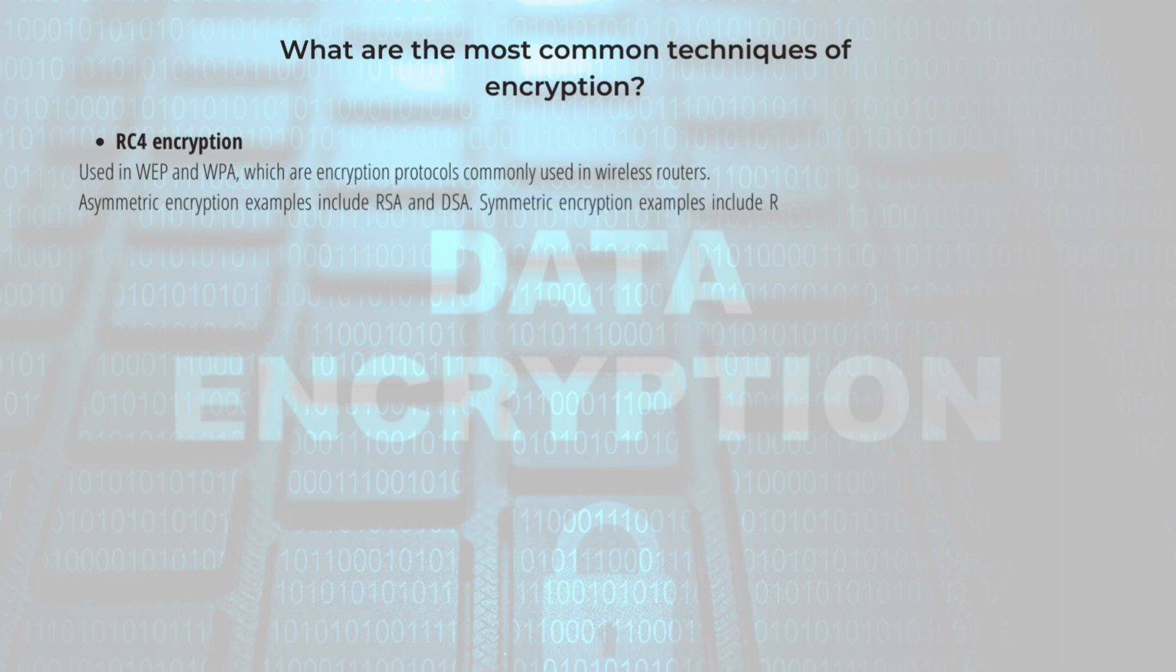Asymmetric encryption examples include RSA and DSA. Symmetric encryption examples include RC4 and DES.